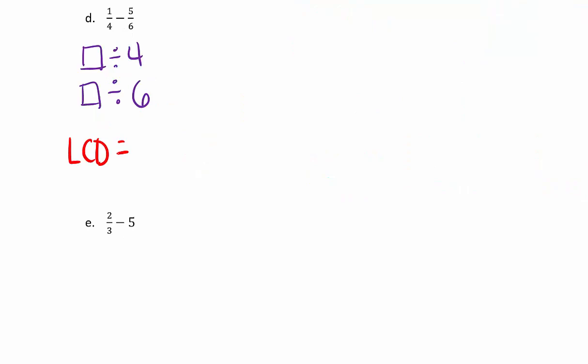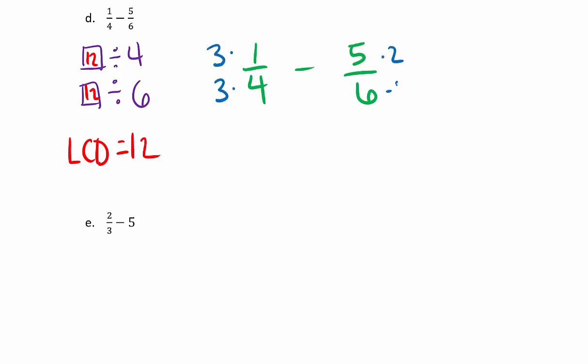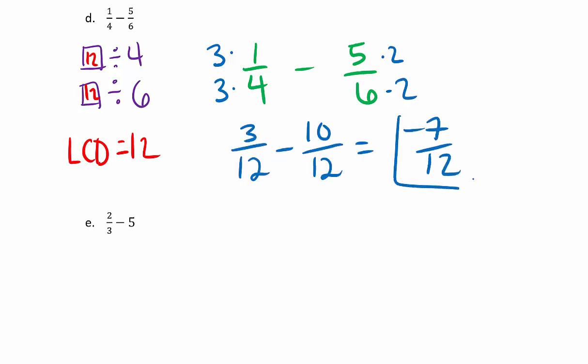The exact same process works for subtraction. 4 and 6, what is divisible by both 4 and 6? Well, the answer is 12. So I need to rewrite the problem with denominators of 12. I'll have to multiply the 1/4 by 3 over 3, and the 5/6 by 2 over 2. That gives me 3/12 minus 10/12. 3 minus 10 is -7, so my final answer is -7/12.